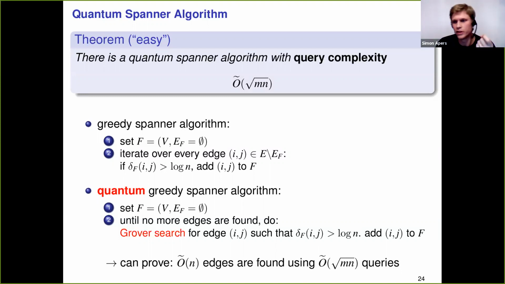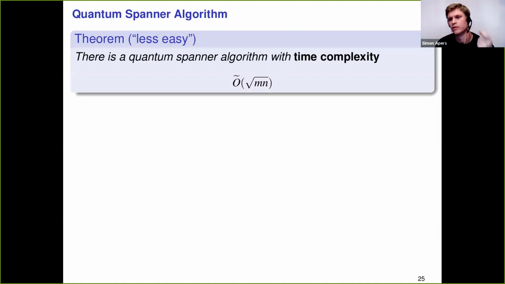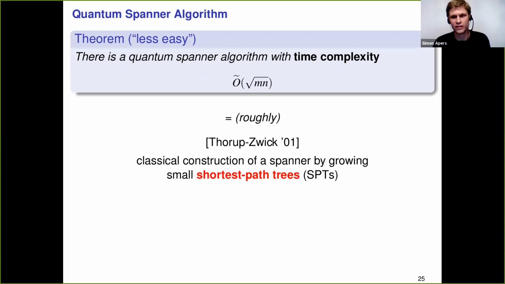Now, we're of course interested not in the query complexity, but in time complexity, right? So to make a distinction, when I talk about time complexity, I mean the number of, let's say, gates that have to be applied in the standard quantum circuit model. All right. So we not only want the number of queries to be small, but we also want the time complexity to be small. And we have to do a bit more work to basically prove this theorem. So we'll call it a less easy theorem. But I'm going to spare you most of the details.